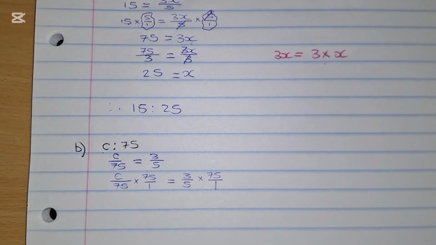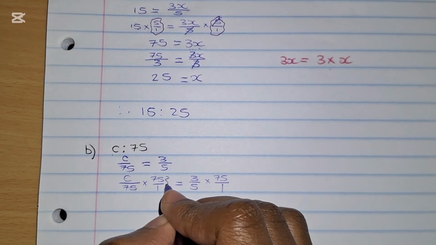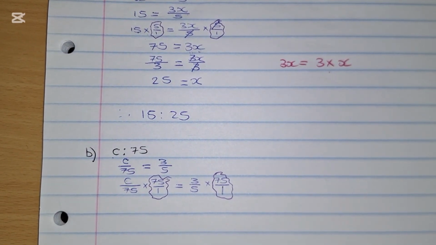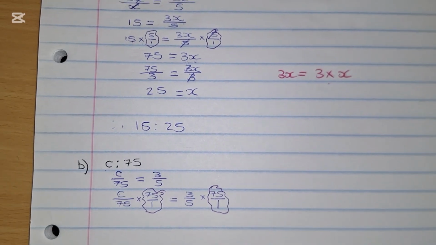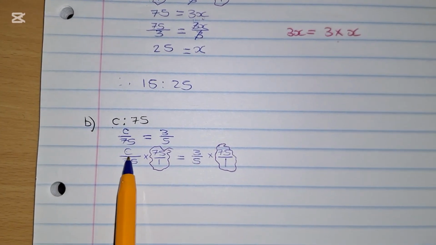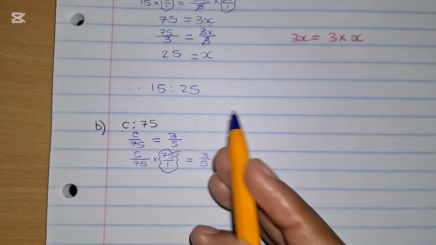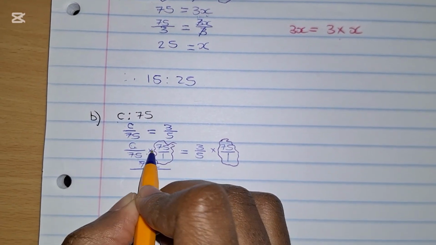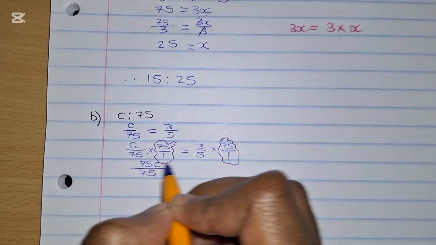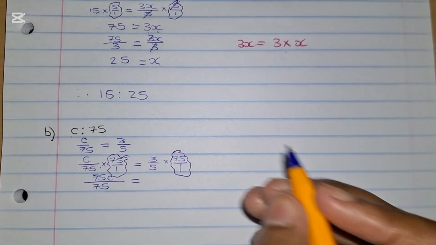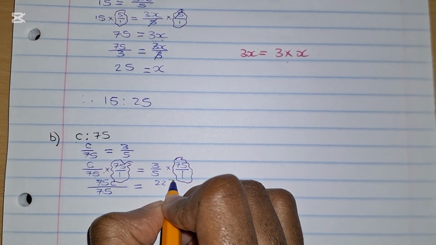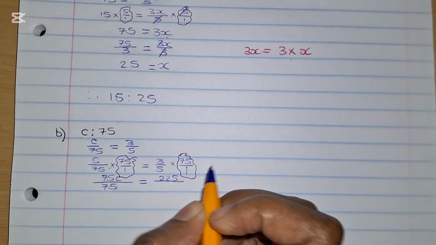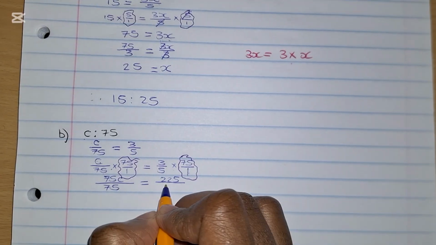Why did I times it on both sides? Because what I do to the one side, I have to do to the other. Okay. Then now I have, oopsie. Now I have C times 75 is 75C. 75 times 1 is 75. 3 times 75 is 225. If you need to do long multiplication, you can. Then 5 times 1 is 5.